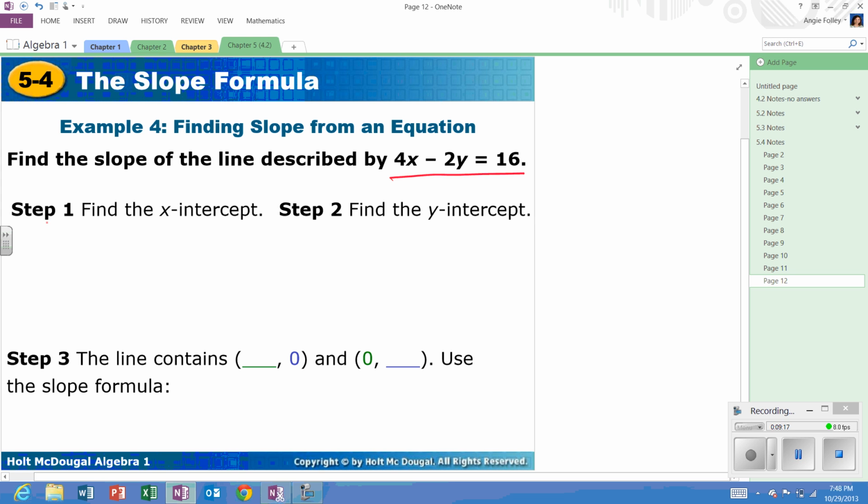Our x-intercept we're going to find by plugging 0 into our y. So then we're just left with 4x equals 16. If we divide both sides by 4, our x is equal to 4. So our coordinate is 4, 0, because we plugged in 0 for our y.